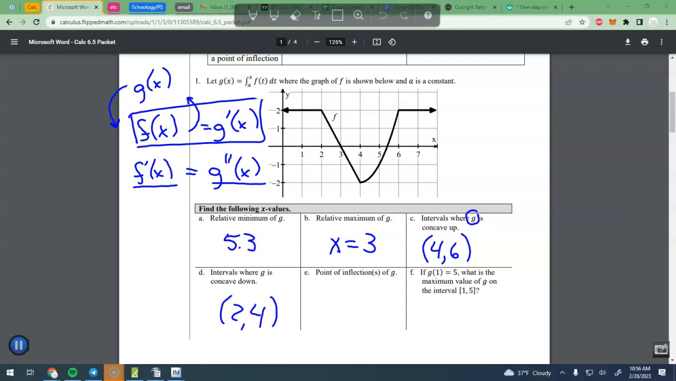All right. Point of inflection. Well, I want the concavity to switch from up to down or from down to up. So here we were, f prime was negative, and here we are concave up, so that's a point of inflection. If you remember, points of inflection on the derivative graph come from peaks and valleys.